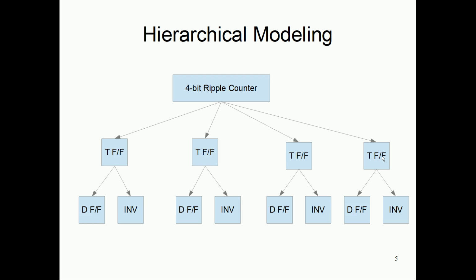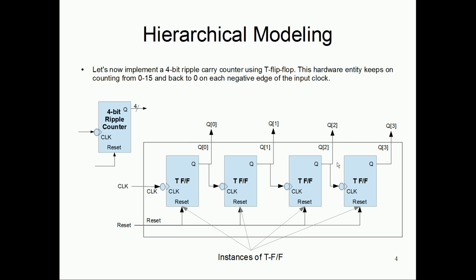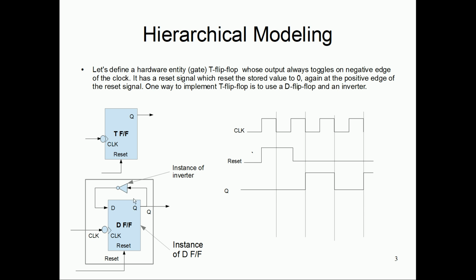So essentially what we did is we have implemented one 4-bit ripple counter. Now if we zoom into or dive into that circuit, we will find four instantiations of the T flip-flop. If we dive into one of the T flip-flops, or actually all of them, we will find that each of them contains one inverter and one D flip-flop.